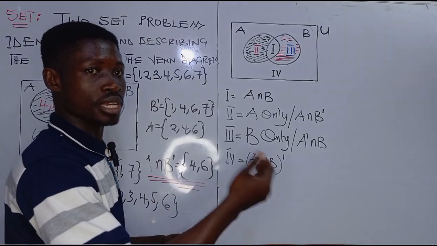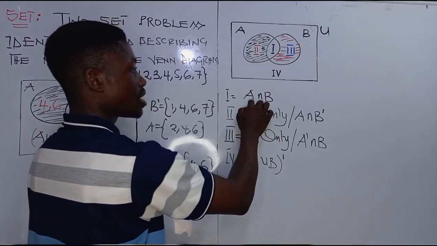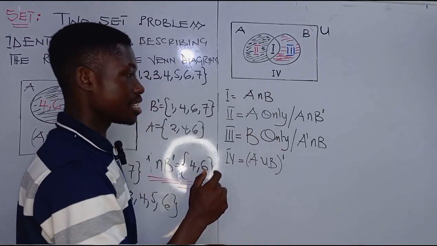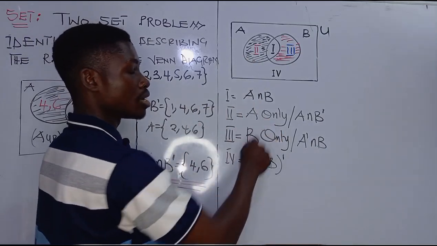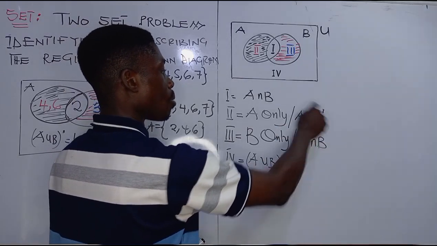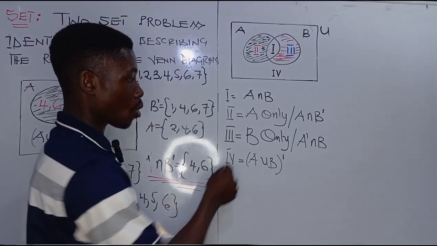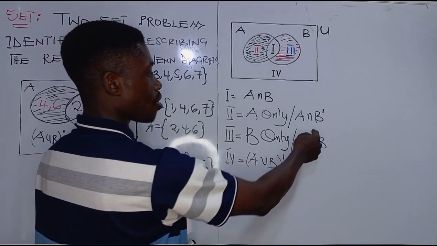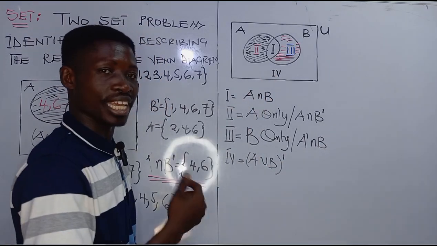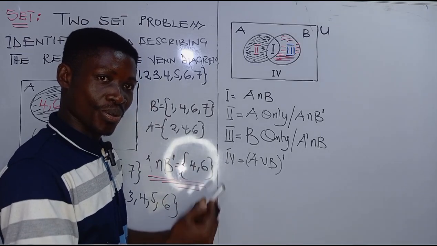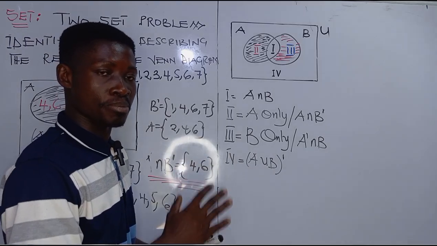Once again, let's go through them again. Region I is called the intersection of these two sets. We call it A intersection B. Region II, which is this particular region, is called A only or A intersection B complement. Region III is called B only or A complement intersection B. And then region IV is called A union B complement. So these are the names given to these regions in the two-set problem.